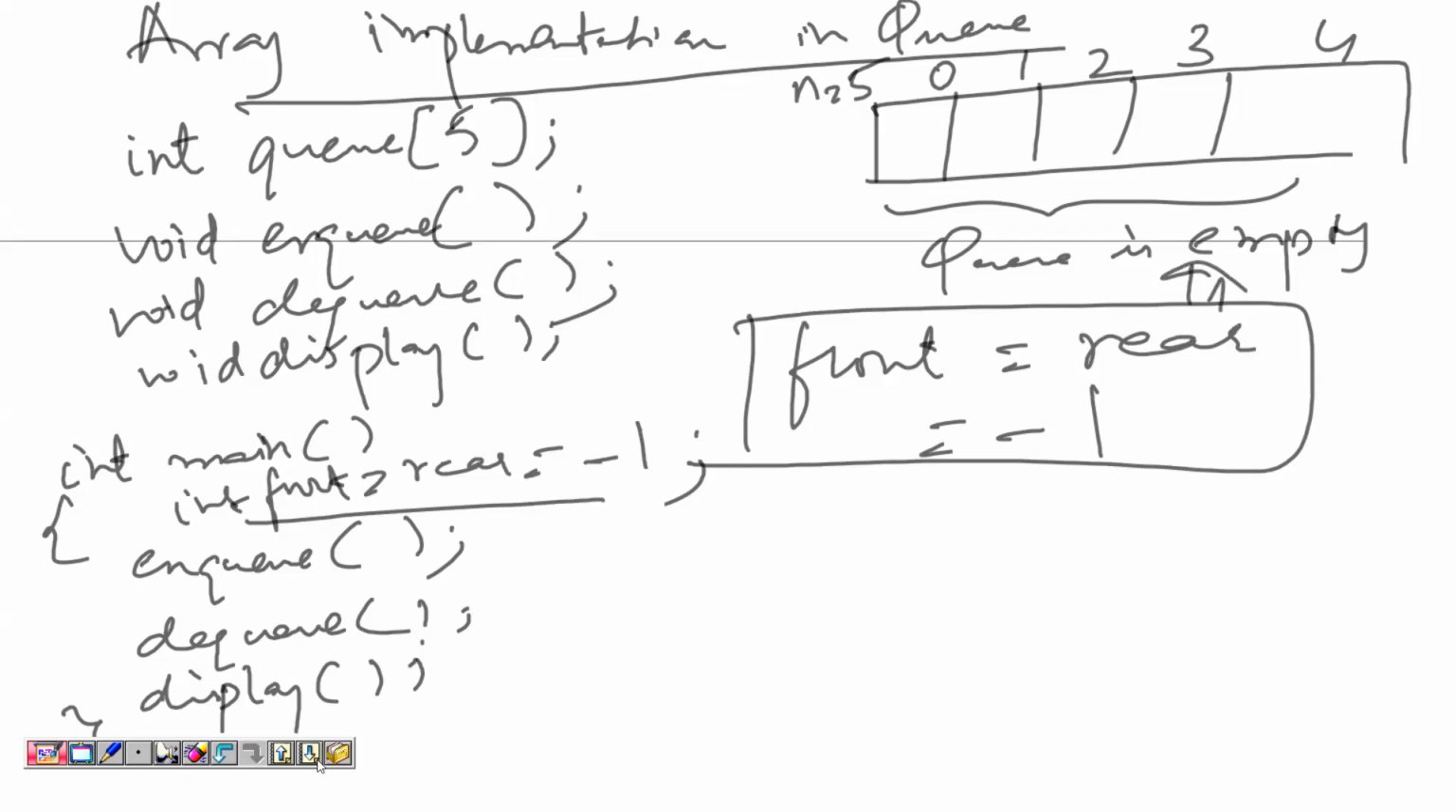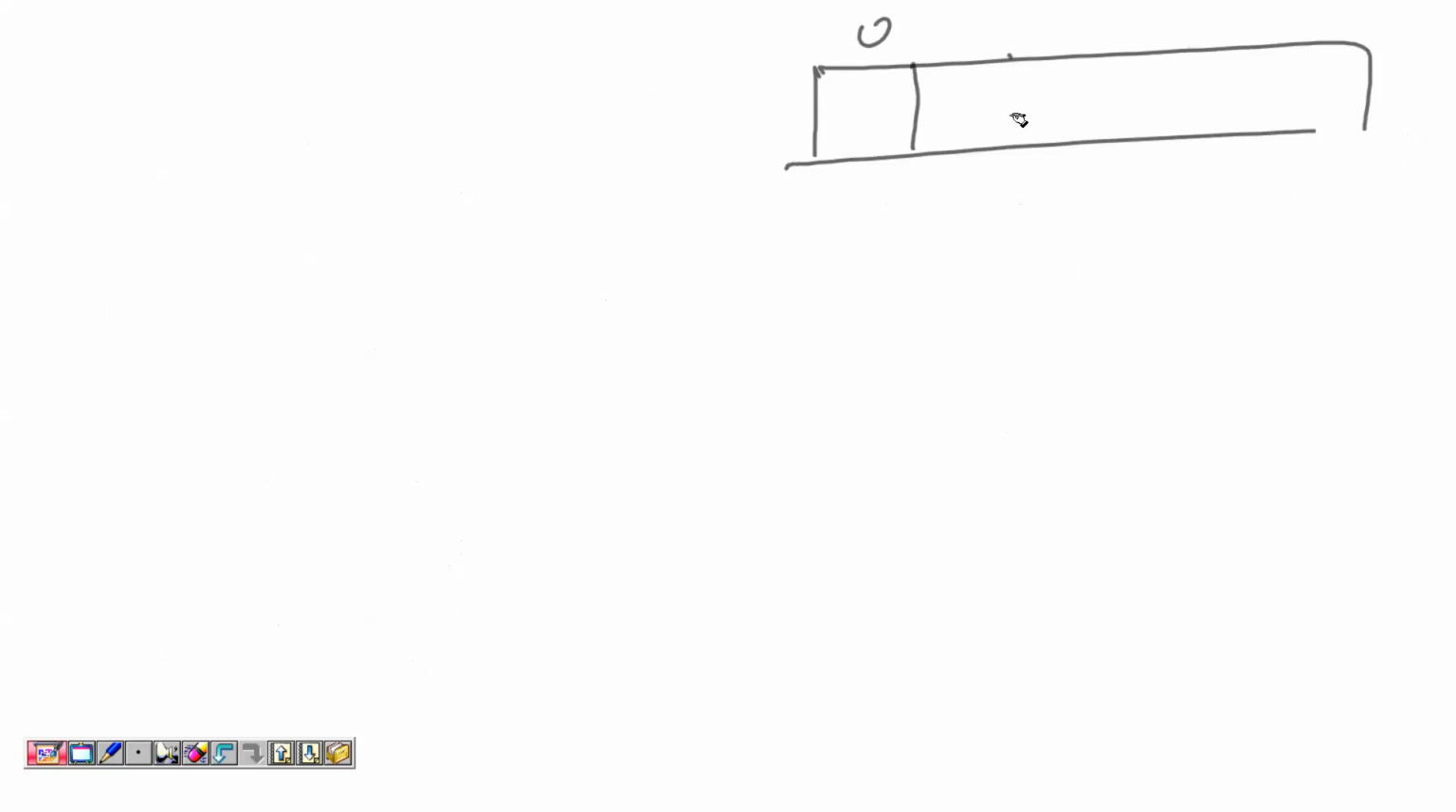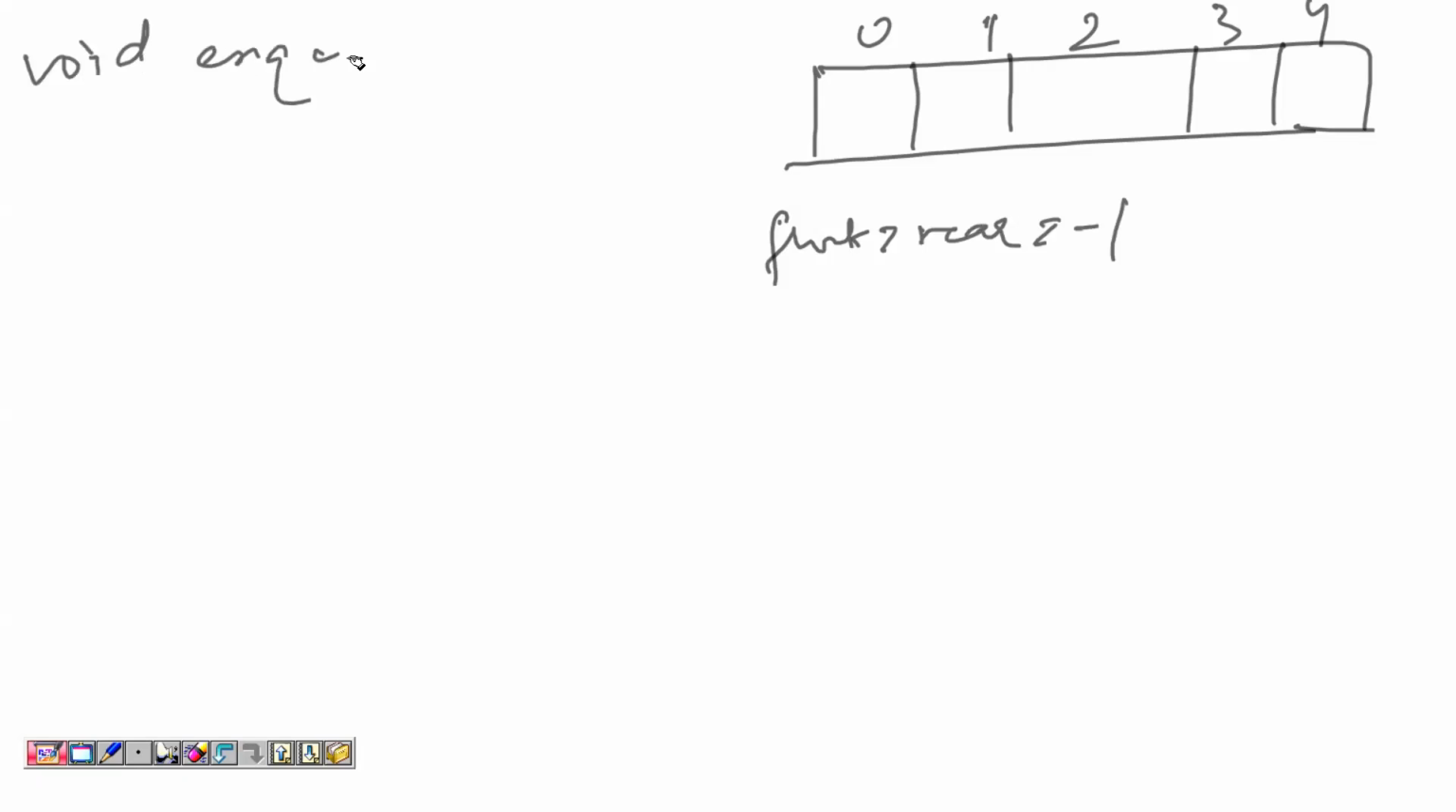Now let's check how we can implement enqueue. Let me draw the array again. How many elements do I have? I have a total of 5 elements, right? So this is my array, and front equals rear equals -1. Now I'm going to implement the enqueue method, that is, I'm going to insert an element into the queue.